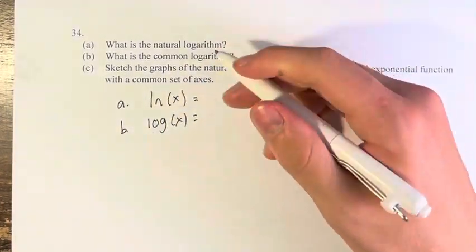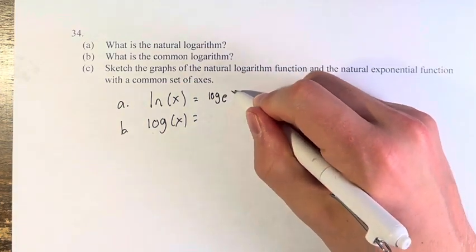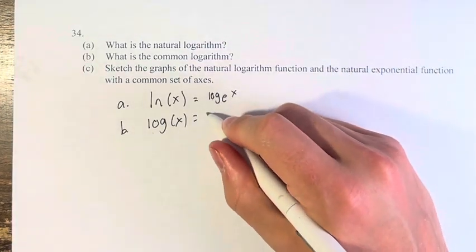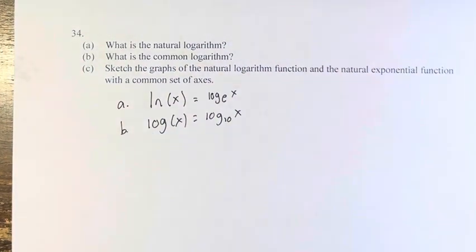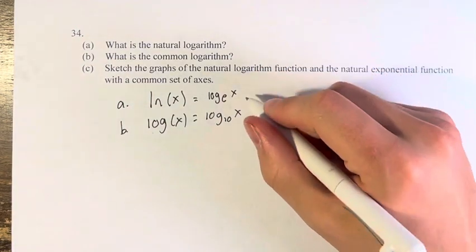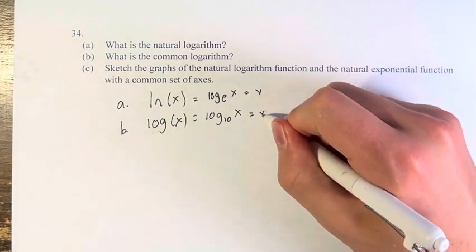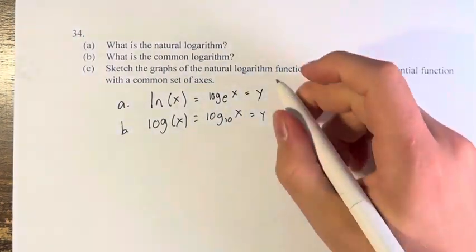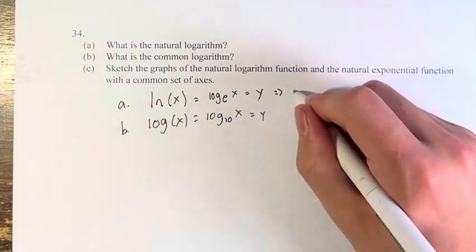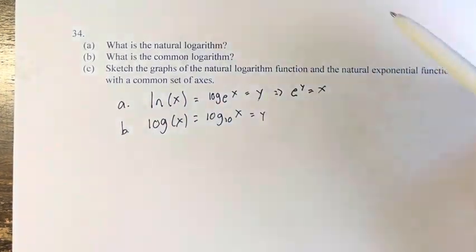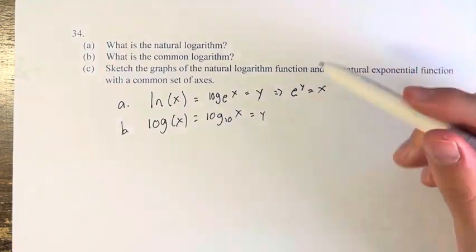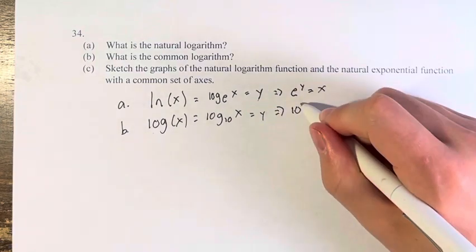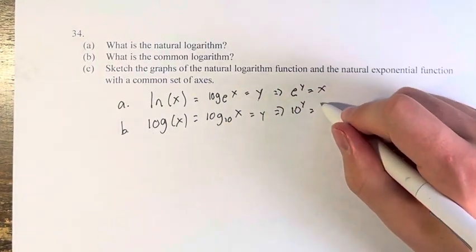So the natural log, ln, is log base e of x. And the common logarithm is log base 10 of x. And if we set these equal to some y value, where for any particular x you're going to have a y, then we know that e to the y equals x because of the relationship of the logarithm, right? This is just the standard definition of a logarithm. The base to whatever the logarithm is equal to, the value that the logarithm takes on.